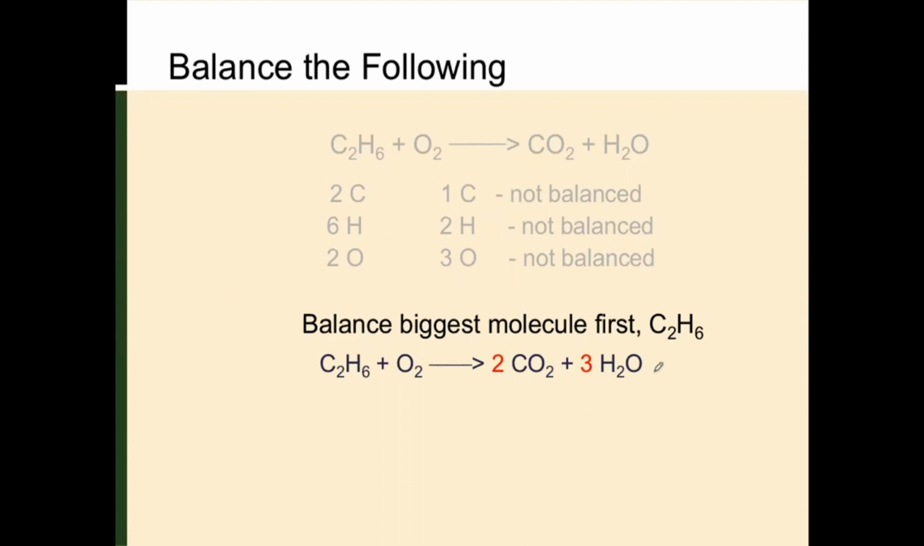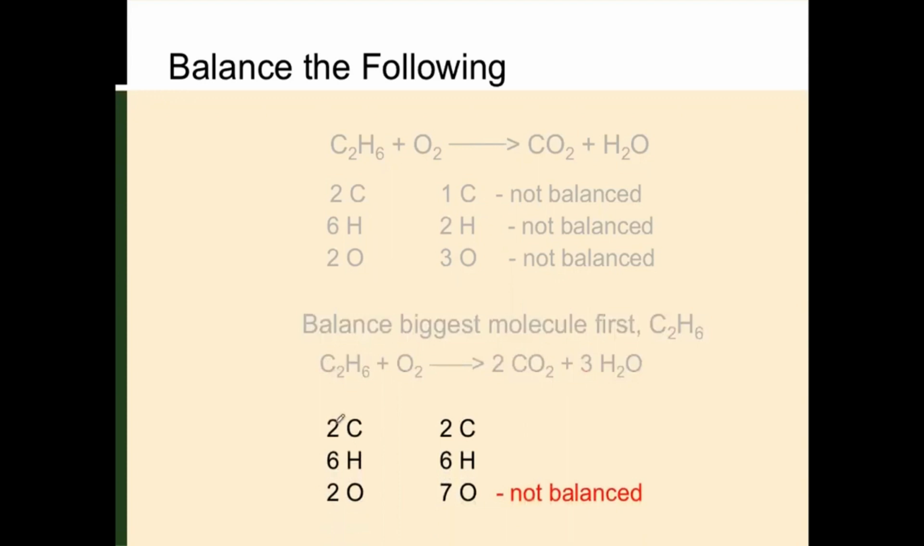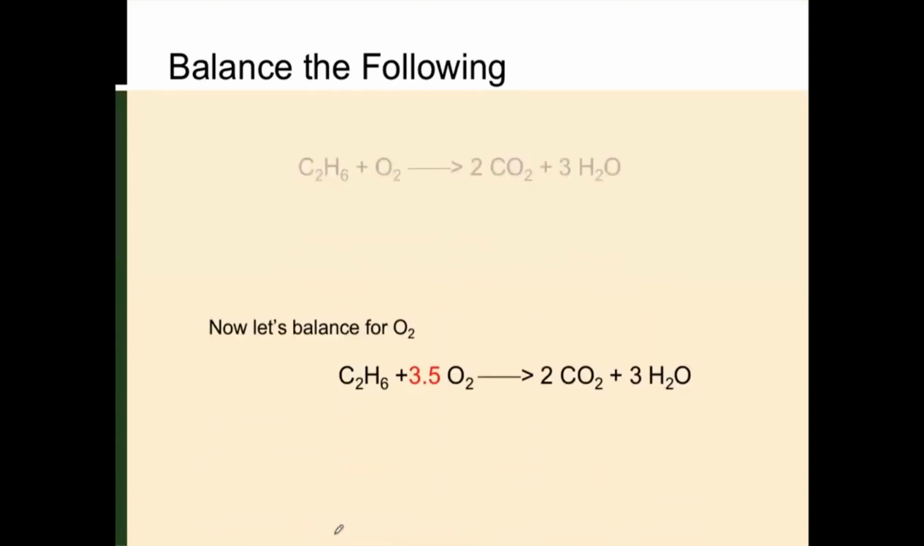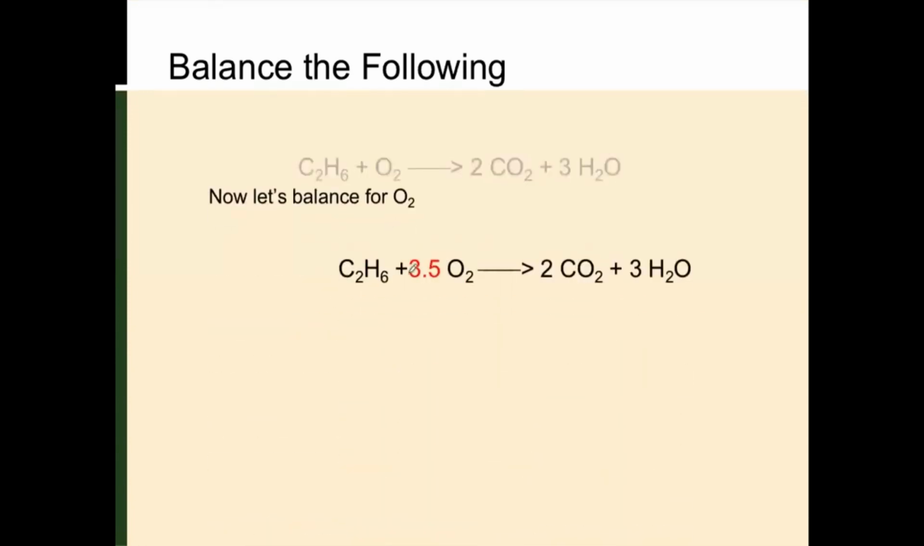And then the next problem was that we had the wrong number of oxygens. So we had a balance of carbons, we had a balance of hydrogens, but we did not have a balance of oxygens. The problem was that we had an odd number of oxygens on our product side, which was not achievable on our reactant side. So what we did was we tried to balance for oxygen.